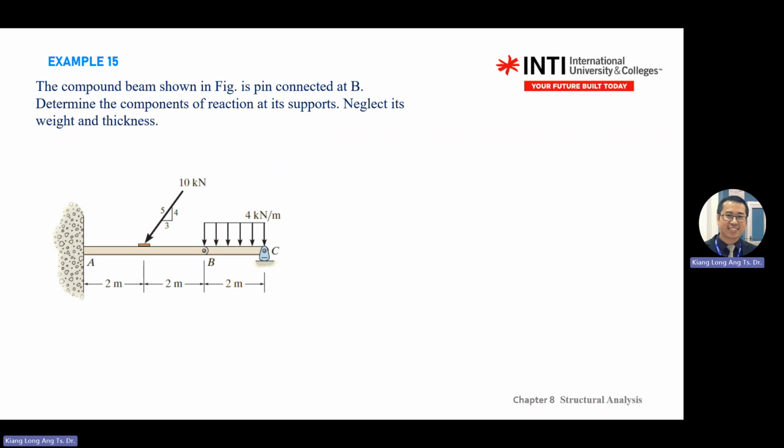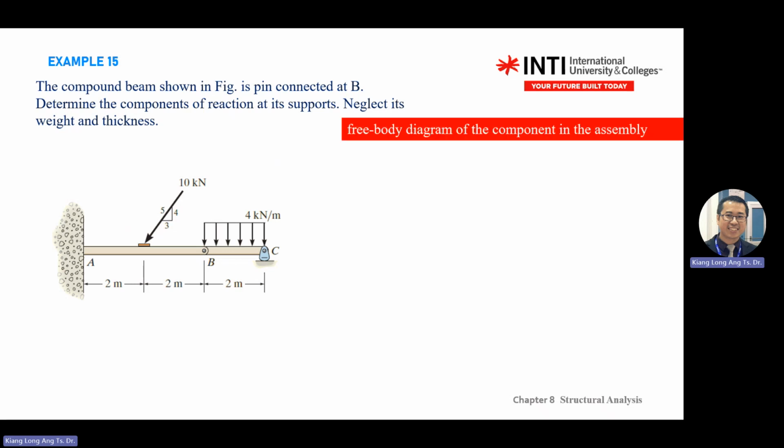This is a logic, early hypothesis. But if you really don't know, just assume the moment is anti-clockwise. Then you do the calculation, you get negative, you need to flip the diagram. Okay? So same, start with the free body diagram.